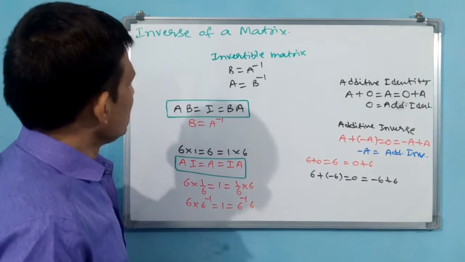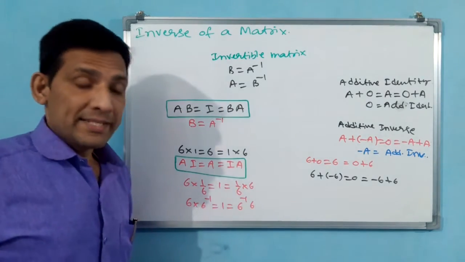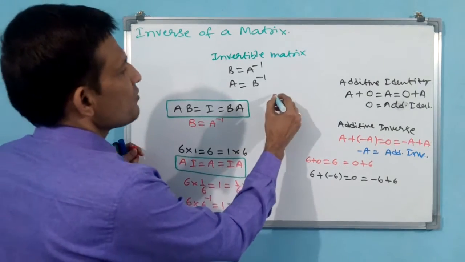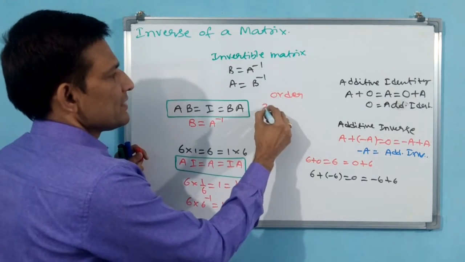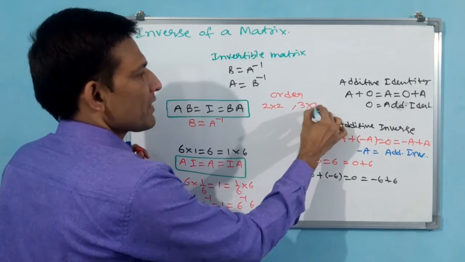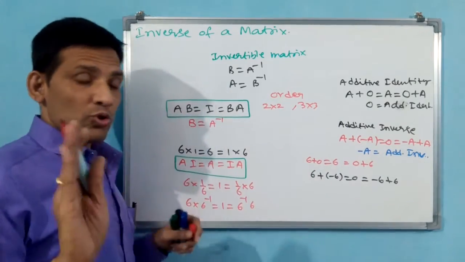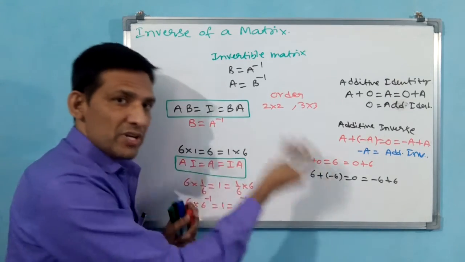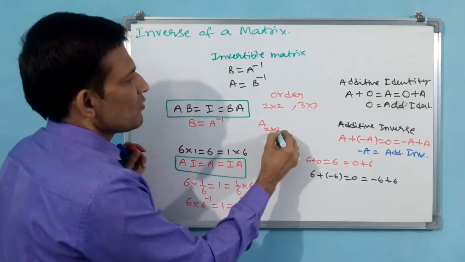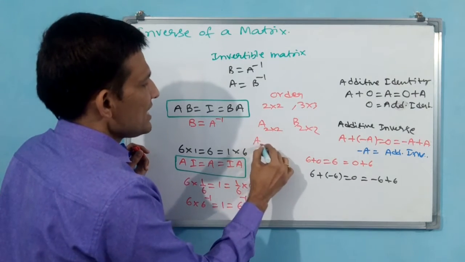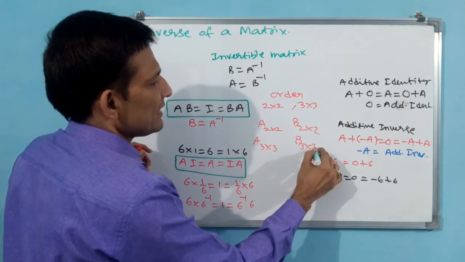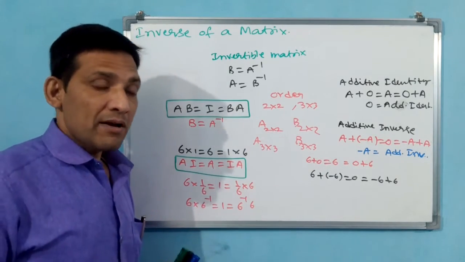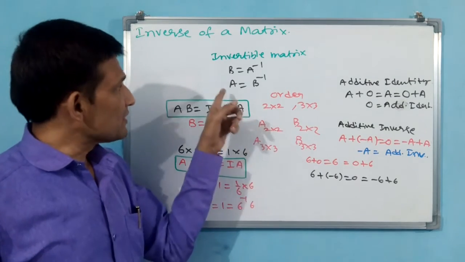Another one. I said all matrices are not invertible. Even the order is very important. Order of the matrix, let it be 2 by 2 or 3 by 3. For our concept's sake, I am telling: those should be square matrices and of the same order. If A is 2 by 2, B is also 2 by 2. If A is 3 by 3, B is also 3 by 3. Then only it is possible. Afterwards, this condition has to come.